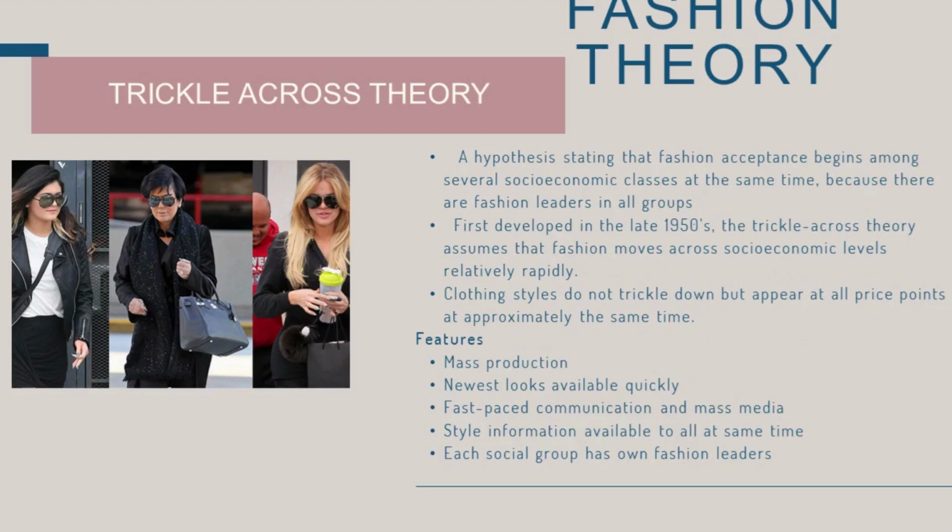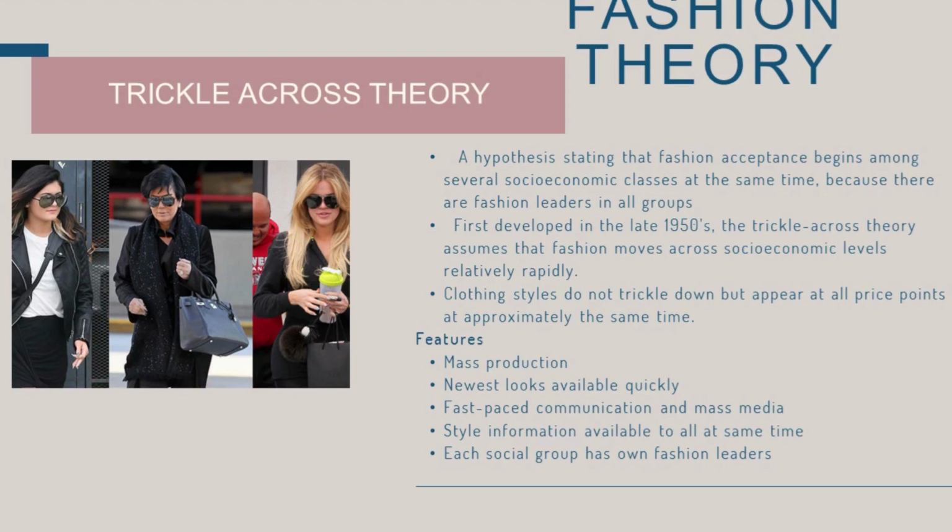Now comes the trickle across theory. This is a hypothesis that states that fashion acceptance begins among several socio-economic classes at the same time, because there are fashion leaders in all the groups. Now, it was first developed in the late 1950s. The trickle across theory assumes that fashion moves across different socio-economic levels relatively rapidly.